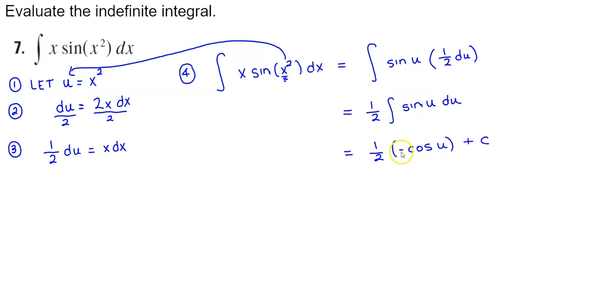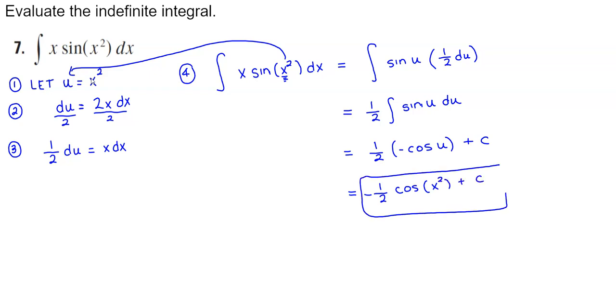Okay, now we can factor out the negative and pull that in the front, and then what do we substitute for u? Well, we know that u is equal to x squared, so now we can complete this question. So we have negative 1/2 times the cosine of x squared plus c, and therefore there is our result.